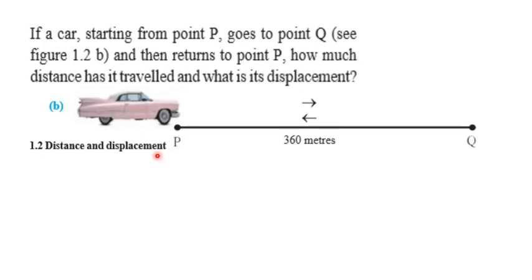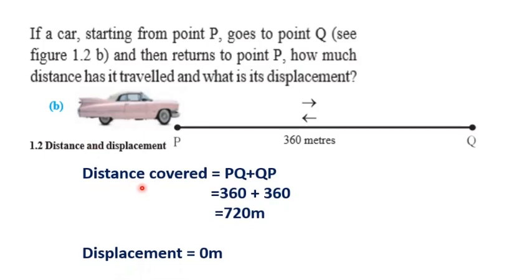So what is happening here? This car is at point P. It is reaching point Q. Then again from point Q, it is coming back to point P. What is the simplest way to calculate the distance? We will calculate the distance from PQ to QP. So distance covered will be PQ plus QP. PQ is 360 meters. QP is also 360 meters. We will add both the numbers and we will get 720 meters as our distance covered.